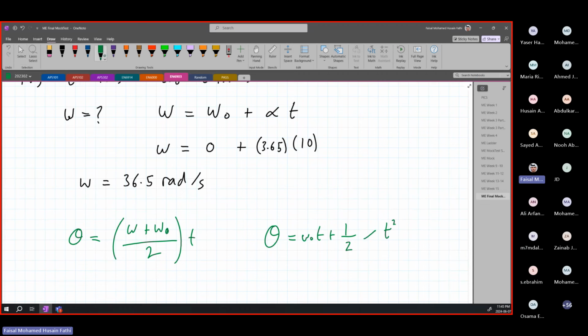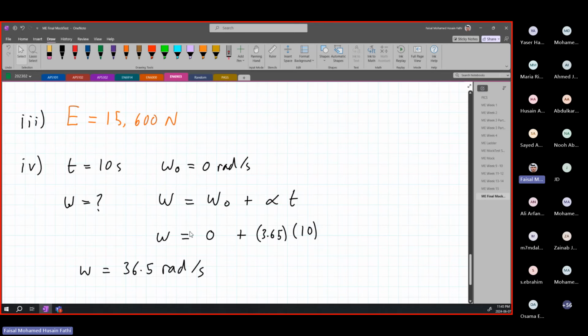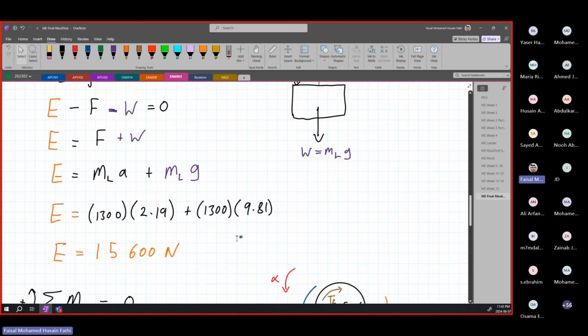And you'll be able to find your angular displacement as well. As long as they give you time, you will be able to find any other value that you want, and as long as they give you one extra variable, for example, either initial or final angular velocity, you'll be able to solve everything because your alpha is the same one that we have calculated early on over here. Let's move on to the next question.